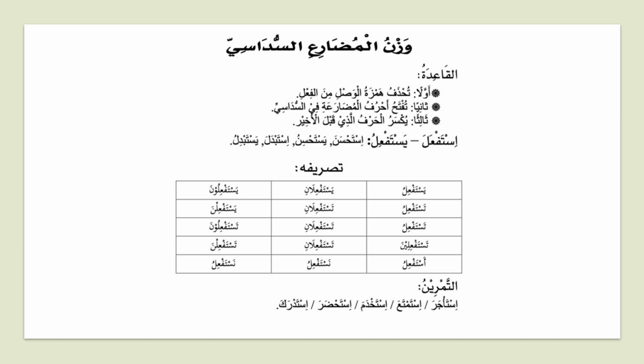So استغفر, the root is غفر. The increase is ista. Okay, so غفر firstly, the meaning is to forgive. And then when we put it on this scale, we took it previously. Yes. استغفر is to ask for forgiveness. Now the present tense is going to be يستغفر. So now you're going to attempt to conjugate that.